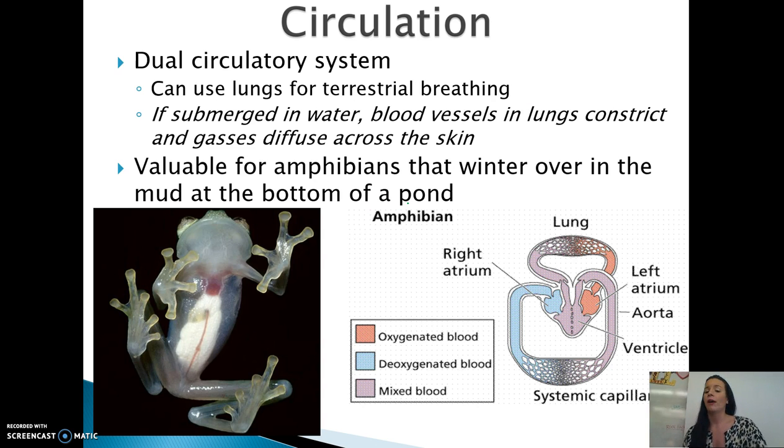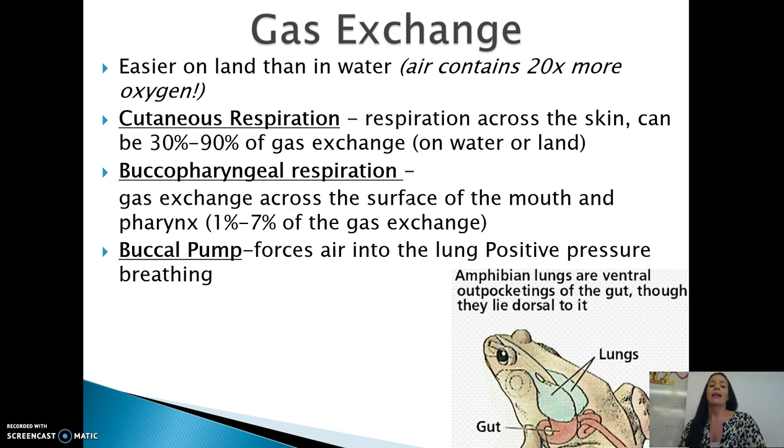So circulation, they also have a dual circulation system. So they can use their lungs for breathing on land, but they can also breathe through their skin. And this is really, really valuable for amphibians, especially that hibernate in the winter in the bottom of a pond. It is easier for them to breathe on land than in the water, but they can still do both. So cutaneous respiration is across the skin. This can be 30 to 90% of gas exchange on water and land, but they can also do buccopharyngeal respiration, which is across the surface of the mouth and the pharynx, and this is only 1 to 7%. And they do have something called a buccal pump then that forces the air into the lungs.